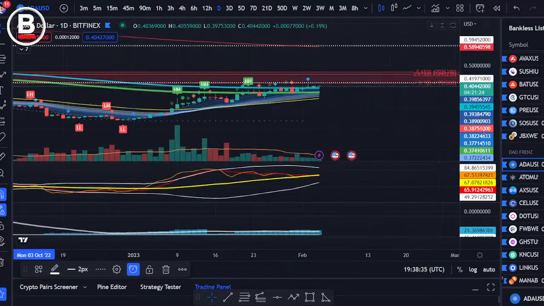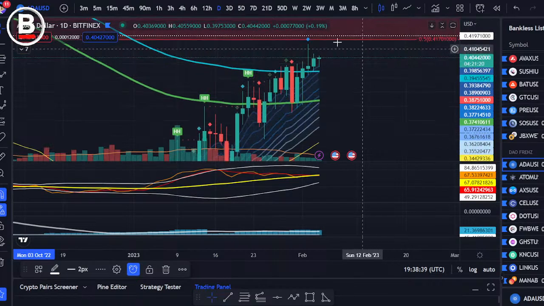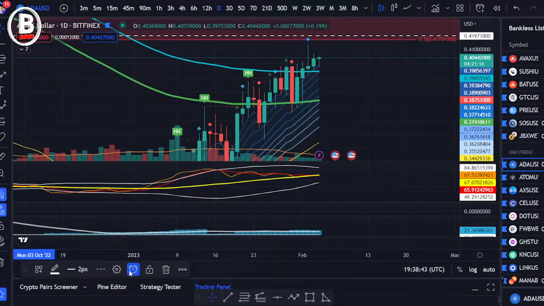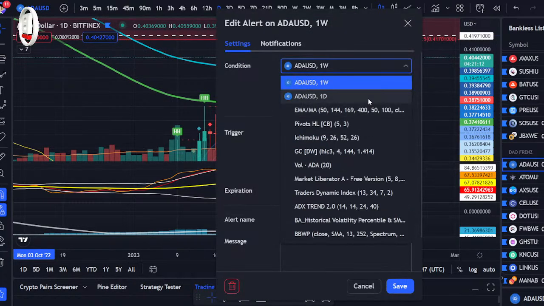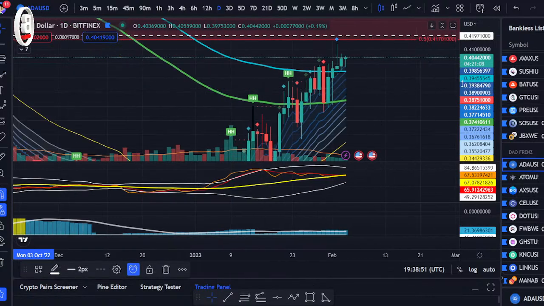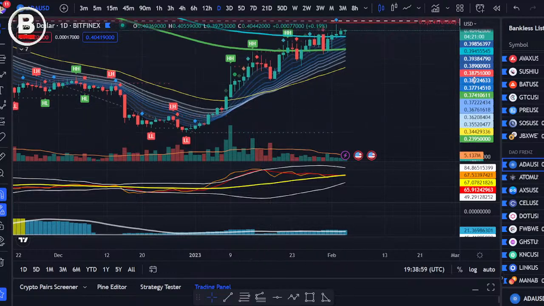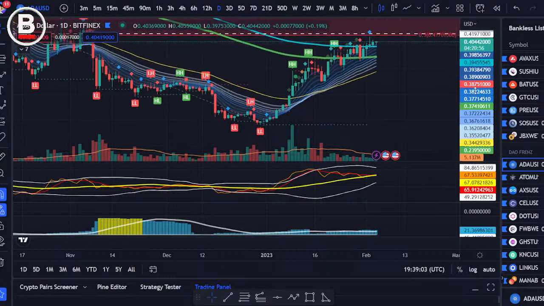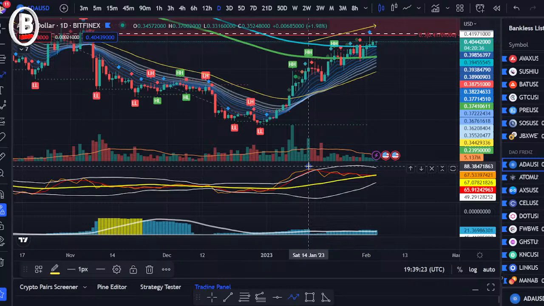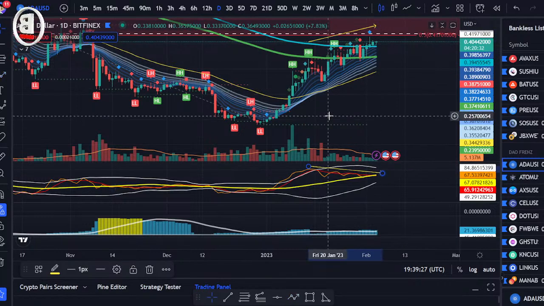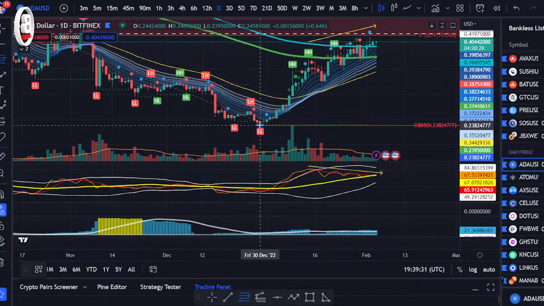Can actually set this as a close on the daily. Plenty of room to pull back and put in a low, higher low for sure. We have divergence at the top here. Essentially coming across here. So we're looking for a pullback for sure.